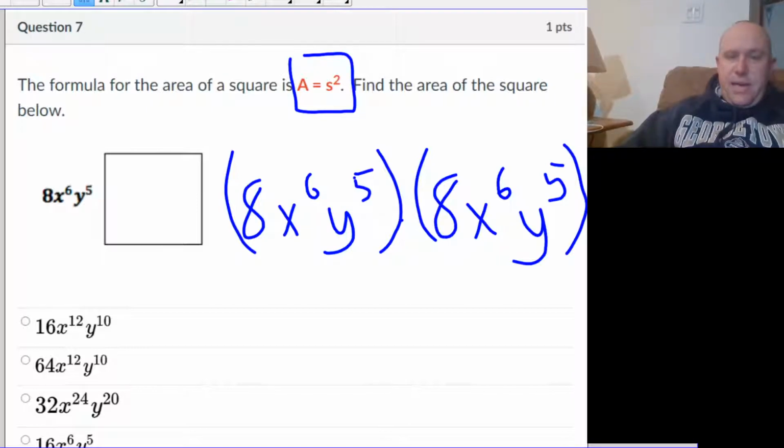So 8 times 8 is 64, and I actually already have my answer chosen because it's the only one that starts with 64. So even without understanding exponents, we can sometimes still answer questions perfectly well. Add the exponents. 6 add 6 is 12, and 5 add 5 is 10 for the y, and that would give us that answer there.